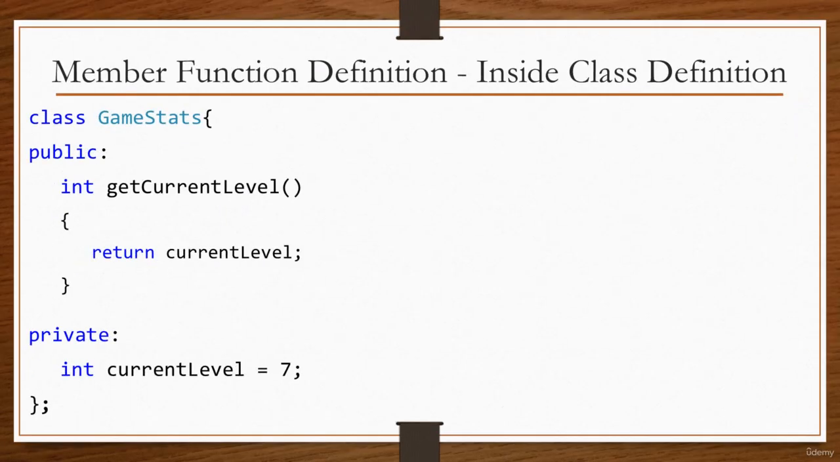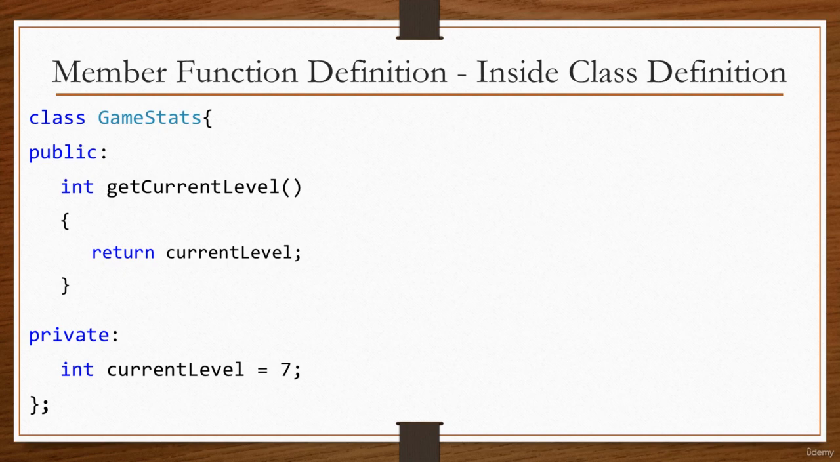Okay, in this video I want to talk about member function definitions again. We've already seen that we can define our member functions inside the class definition. So here's a quick example. I have class GameStats again. It has a private member current level, which is an integer. I set that to 7.